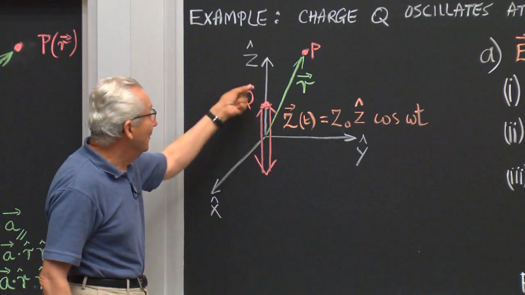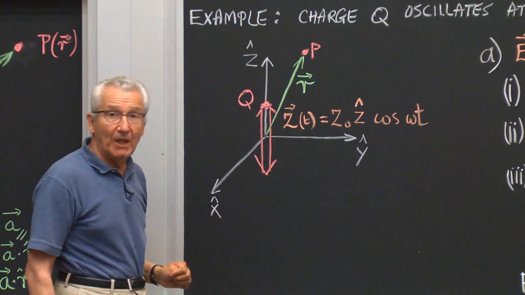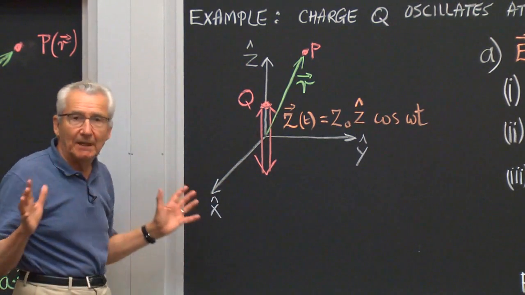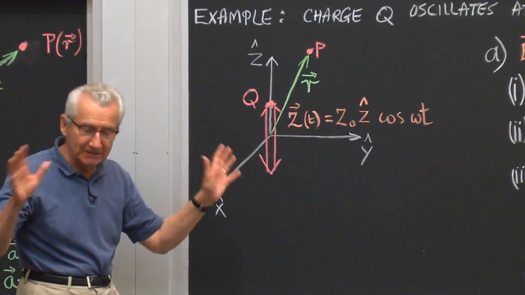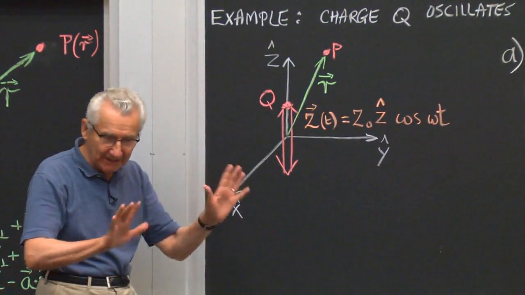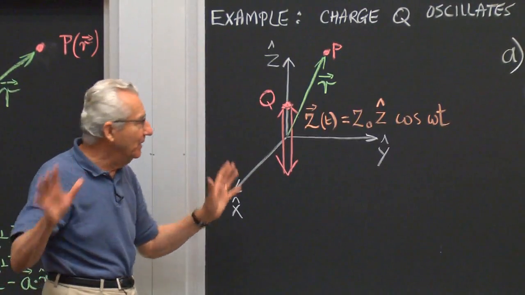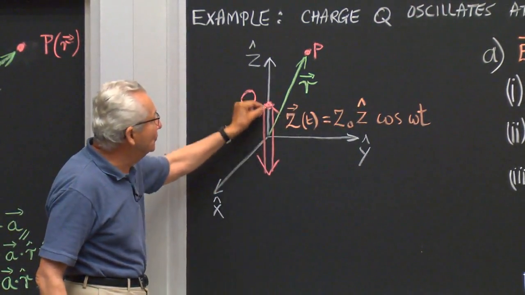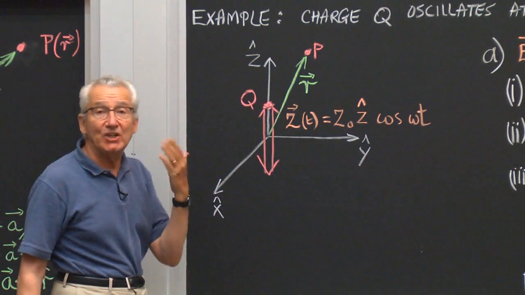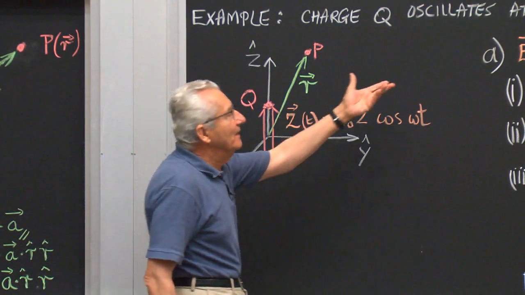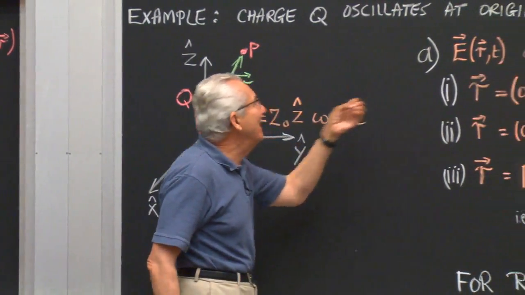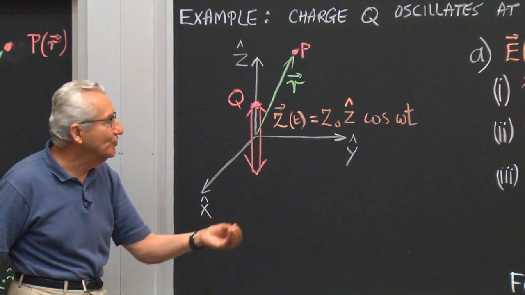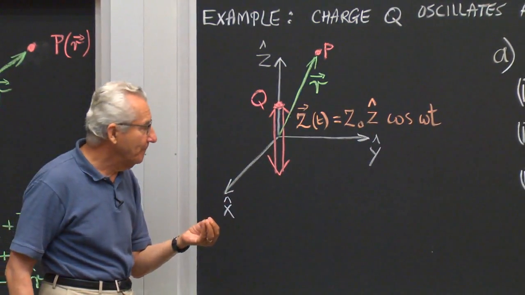This is the motion. Of course, something must be moving it, but the assumption here is it doesn't in any way affect the electric and magnetic fields. So that's the only thing that we have to consider in the universe. And the question is, at different places in space, what is the electric and magnetic field.